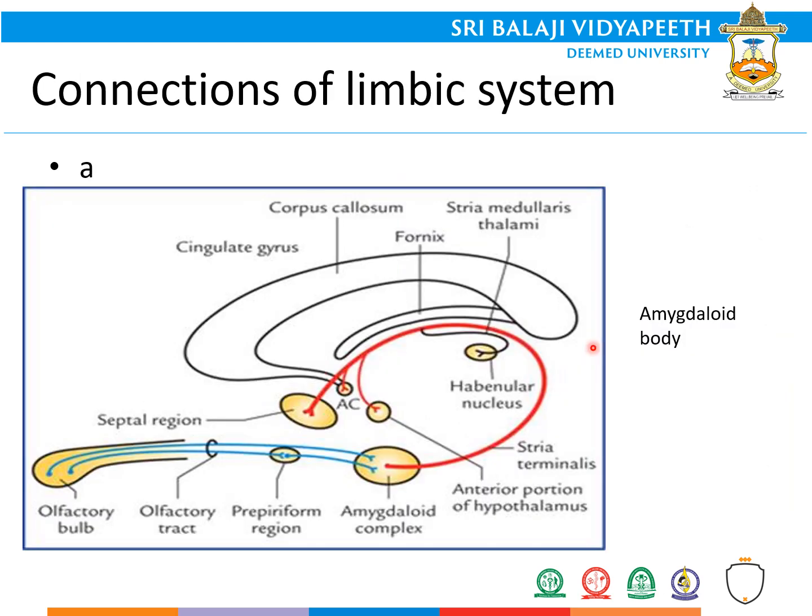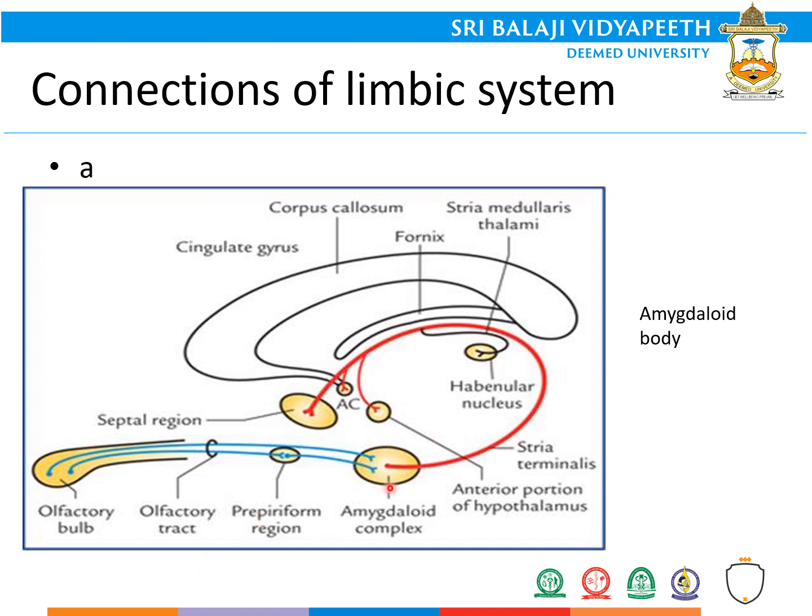Connections of the limbic system. Now please note that you have a structure here which is called the amygdaloid body. This amygdaloid body is basically concerned with sexual stimulus which are linked to the sense of smell. And also, whenever this amygdaloid body is damaged, there is less fear and decreased inhibition to sexual activity.